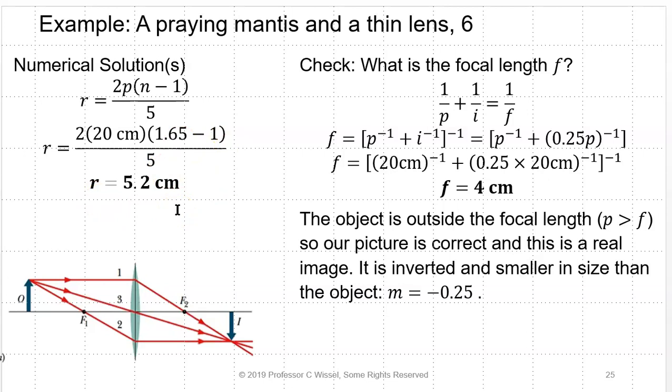Now, at this point, we should go back and plug it into the other formula, 1 over p plus 1 over i equals 1 over f. And we can say that f equals the inverse of the inverse of p plus the inverse of i. Plug in i, of course, is 0.25p. And now we can plug our numbers in. And we can say for 20 centimeters for p, take the inverse of that. And of course, this is 0.25 times 20 centimeters. And don't forget this. This is where people screw up. It's sort of like that.